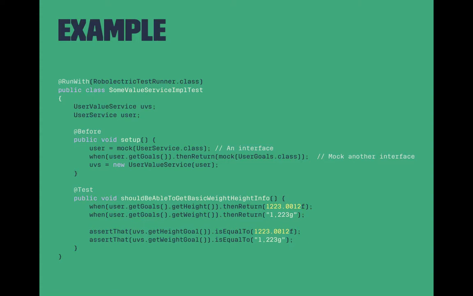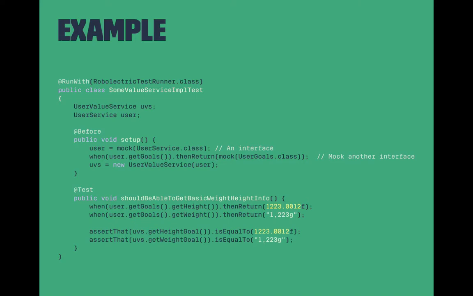Now, because we're using constructor injection, which we'll talk about in a moment, I can actually inject dependencies into the user value service. This is the third line down here, inside of the Before annotation in the setup method. We'll see UVS equals new user value service. That's the bottom line on the setup method, and we're passing in a user here.